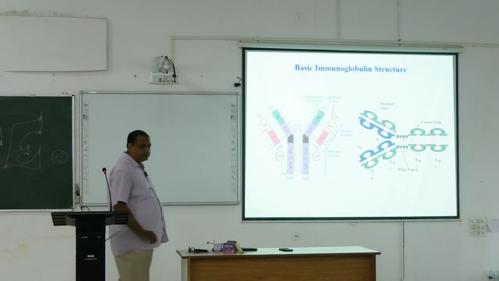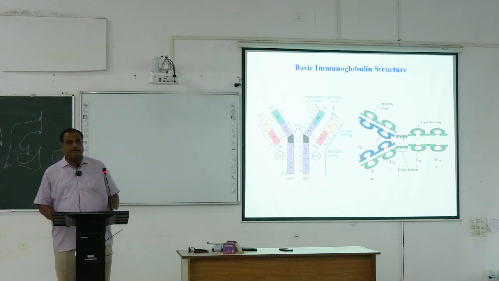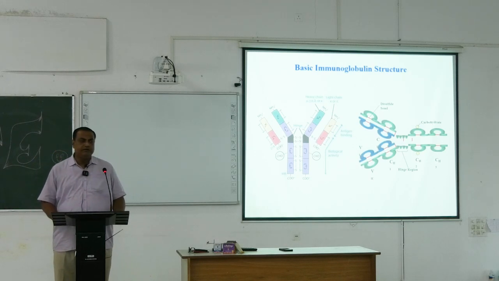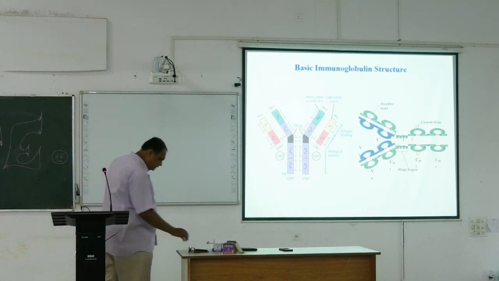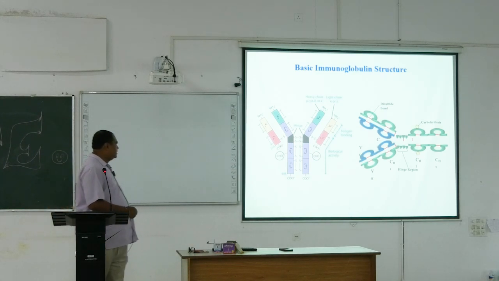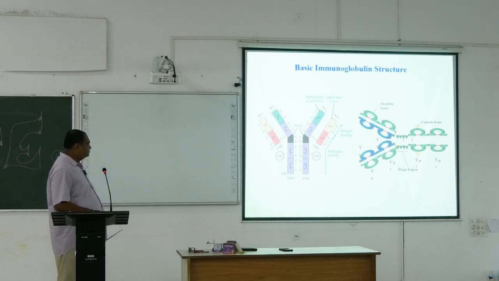Now the first thing is the secondary structure of the immunoglobulin. You need to draw this diagram and write the different portions of the diagram. Now there are two ways of drawing the structure. Like this also you can draw, like this also you can draw.